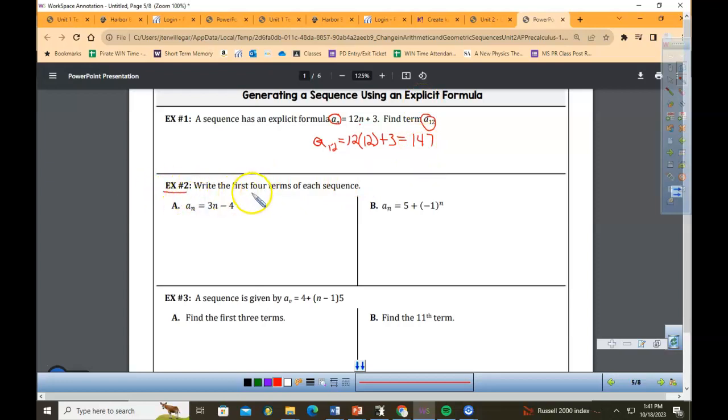Example 2: write the first 4 terms of each sequence. So I need to find a1, a2, a3, and a4. I plug in 1, I plug in 2, I plug in 3, I plug in 4.